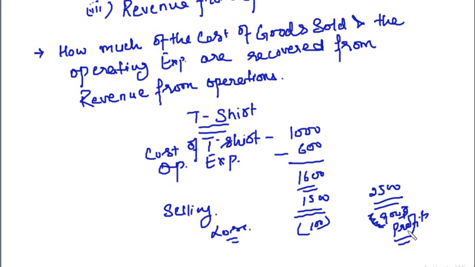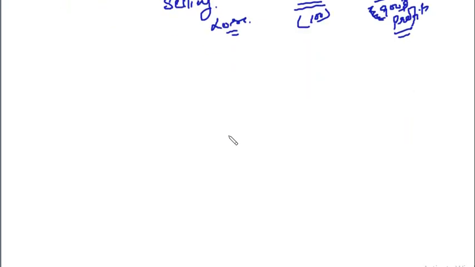Right? So out of 2500, we are able to recover 1000 cost of the t-shirt and 600 the operating expenses. Right? After that, what is left is our profit. Clear, friends? So now how do you build the relationship?